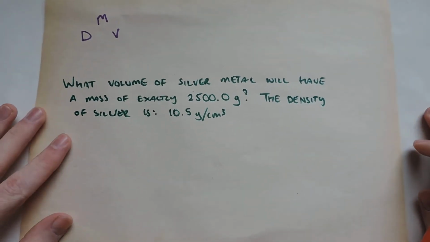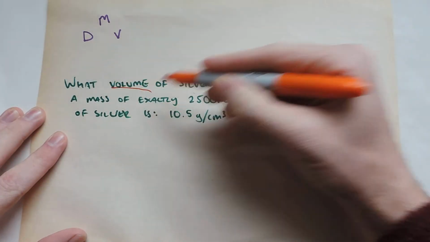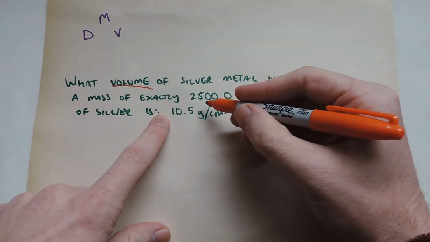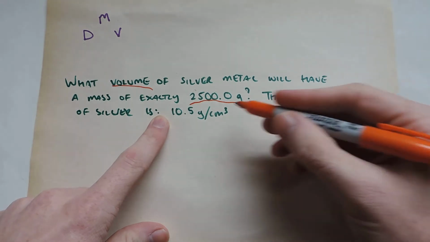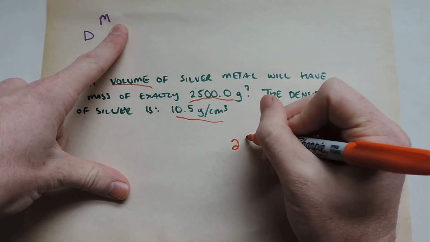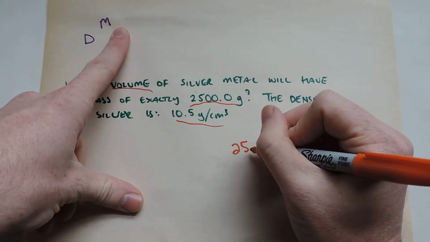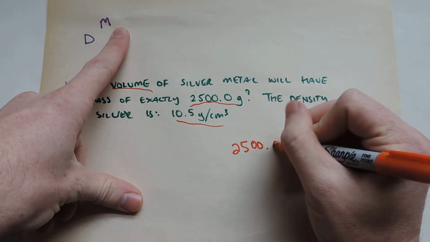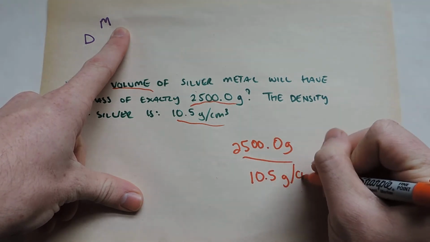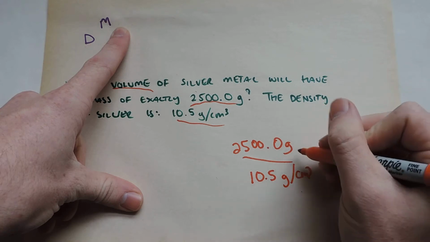Now for another. What is the volume? We're looking for the volume of silver metal. What volume of silver metal will have a mass of exactly 200 grams? The density is that. So again, we're solving for the volume, and so we're going to do the mass divided by the density. So here's the mass divided by 10.5 grams per cubic centimeter, which is also like milliliters.